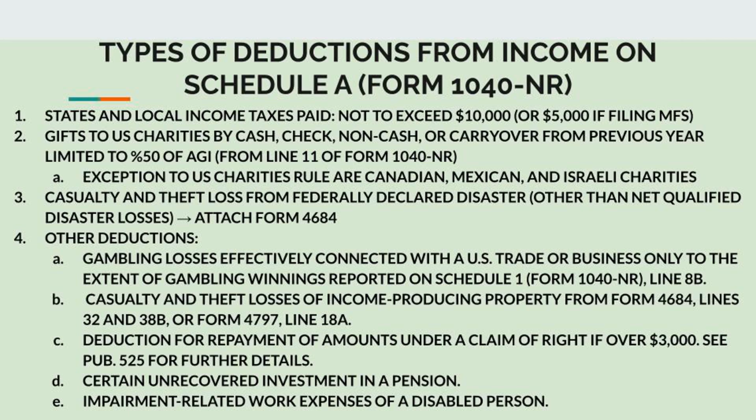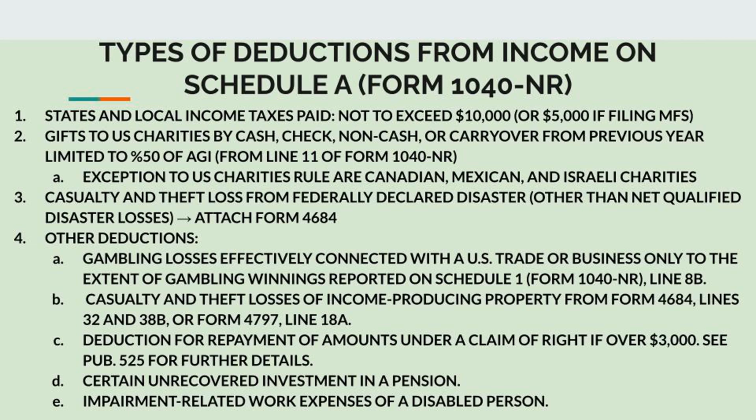The fourth one is a variety of deductions as miscellaneous that you can go about. Number 1 is gambling losses effectively connected with a U.S. trade or business, only to the extent of gambling winnings reported on Schedule 1 of 1040-NR line 8B. So if you happen to have losses from gambling and you want to deduct them, you can go ahead and do that. Just keep in mind that you're limited to the amount of your winnings. You cannot claim a loss in excess of the winnings that you had.